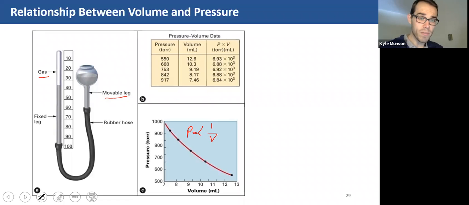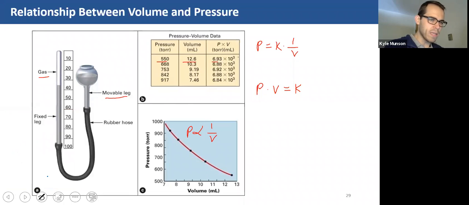Okay? So similar to our last video and our video on proportionality, we can rewrite this as an equation. So we can say that pressure is equal to a proportionality constant K times 1 over the volume. Now I want to rearrange this equation a little bit. And what I'm going to say is that P times V is equal to K. All right? So I hope you see how I did that. And so what this means is for any given pressure and volume, if I multiply the two together, I should get the same value of K. And that's shown here experimentally. Within experimental error, all these values are essentially the same.